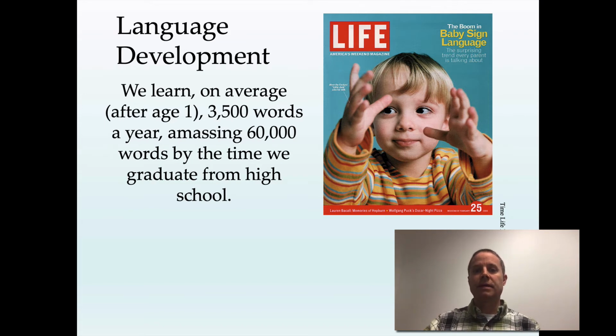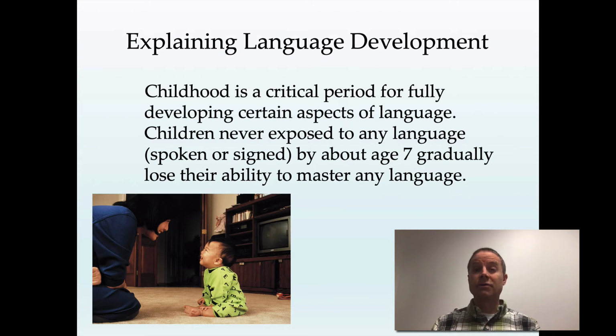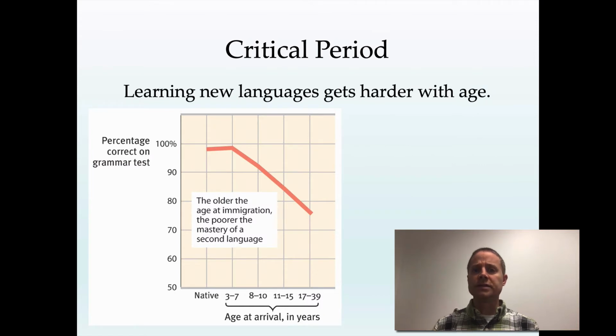How does it happen? It starts with a critical period that kids develop language. From ages 0 to 7 is when kids develop language. And if you don't learn a language by then, you might not be able to learn a language after that. So that's the critical period. It has to happen before age 7. You also see this with kids learning foreign languages. Kids learn a second language much easier before age 7 than after age 7.